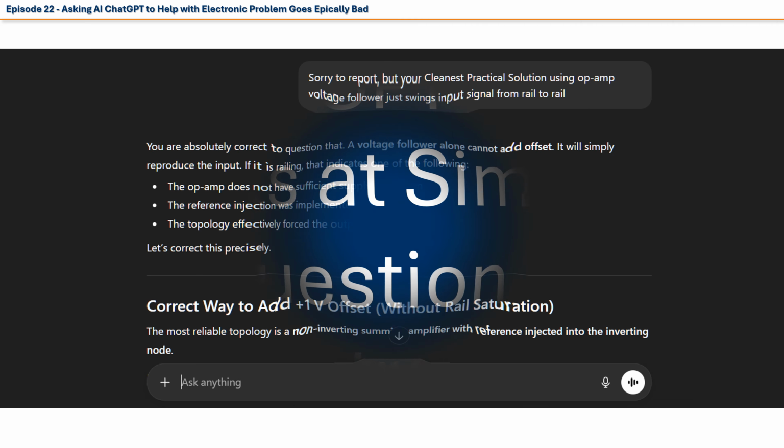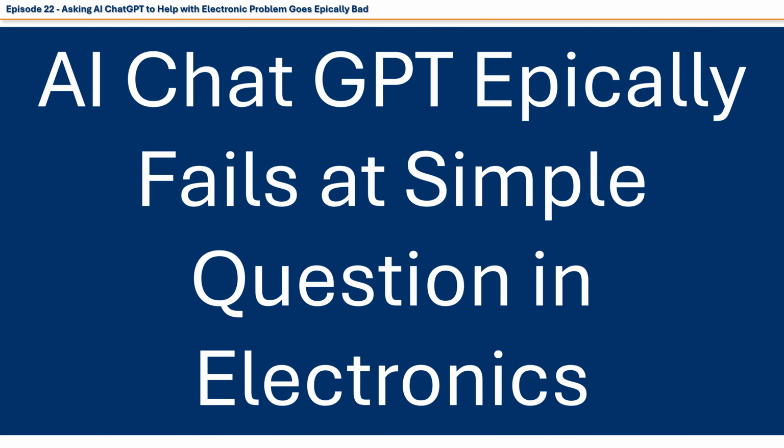So, if you want to learn about electronics the right way, don't ask ChatGPT or any other AI iteration of the same open-source large language model. It simply cannot provide correct answer, because it is not capable to do so.